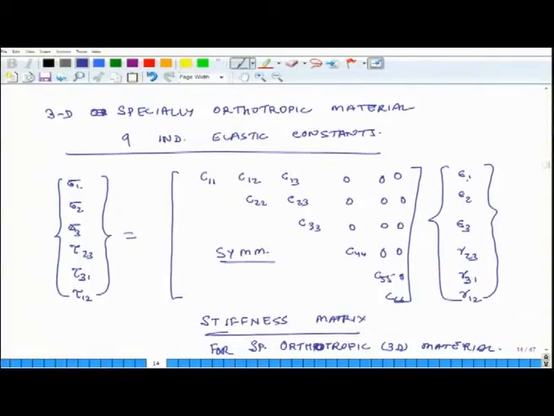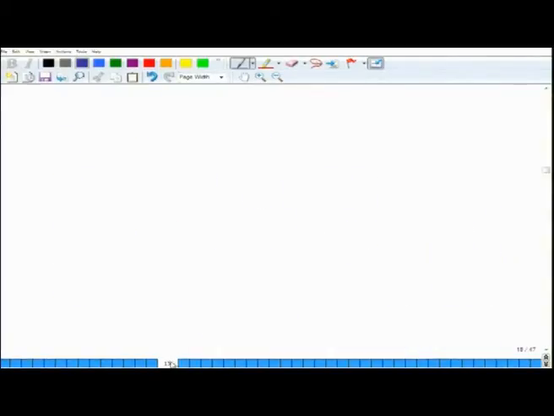So, these are not tensor equations. So, we have used the concept of tensors, we reduced the number of constants to 9 and now we are expressing it in non-tensor notation, and this is special orthotropy, which means that the material axes are aligned to the direction of loading. This is important to understand. The second case we will talk about is transverse isotropy.